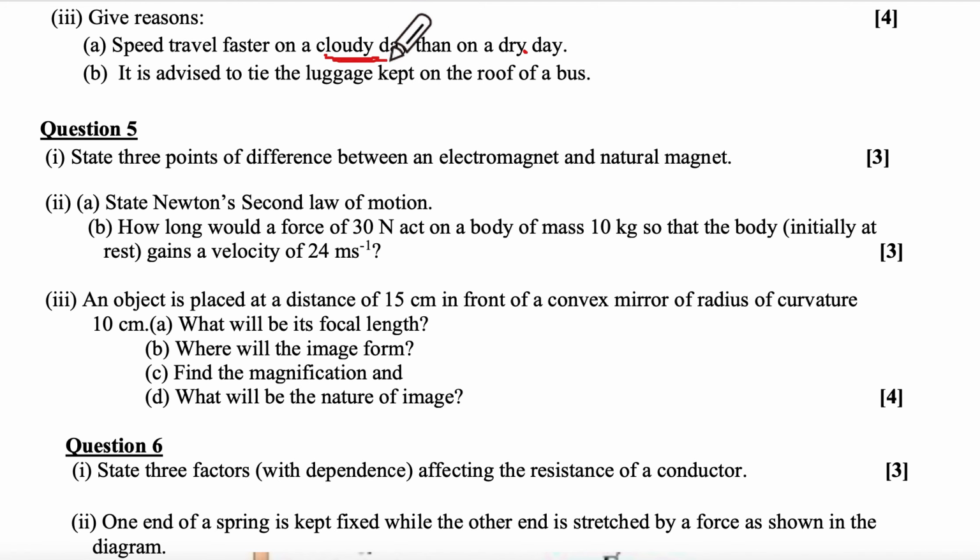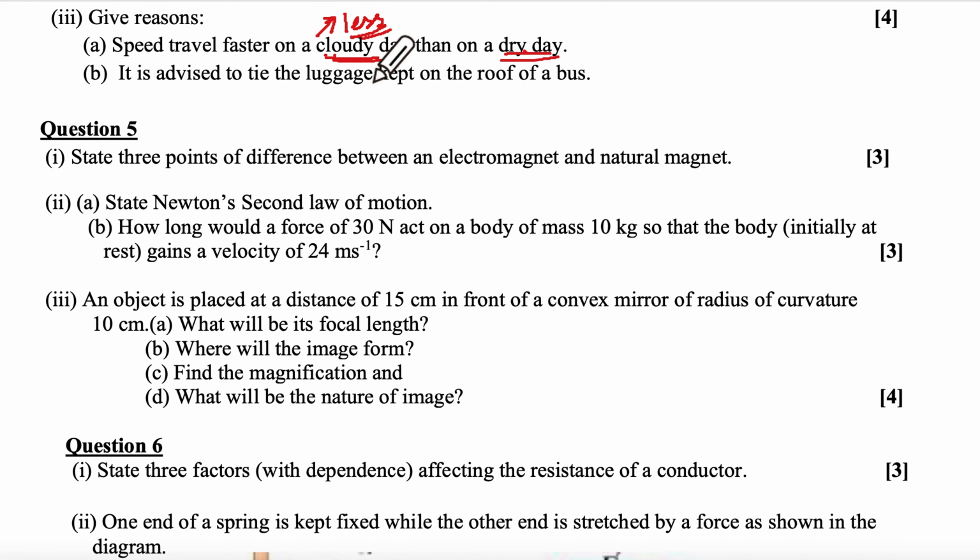This again: on a cloudy day and a dry day. Compare the density of a dry day and a cloudy day. Cloudy day will have humidity. Humidity means the density will be less. Therefore, it will be easier for sound to travel, while on a dry day it is harder, because the speed of sound is faster in humid air. Then it is advised to tie the luggage kept on the roof of the bus.